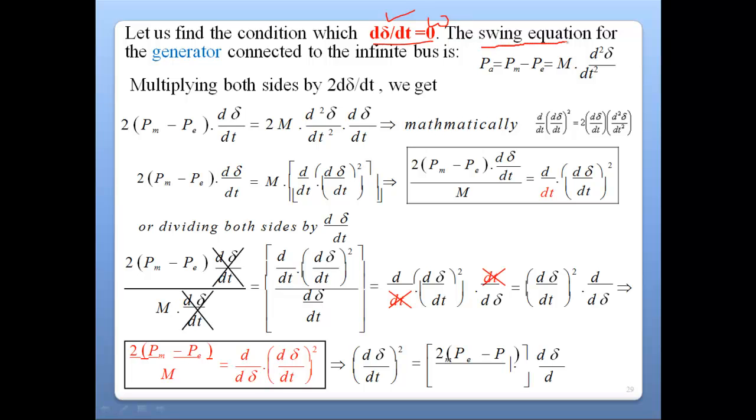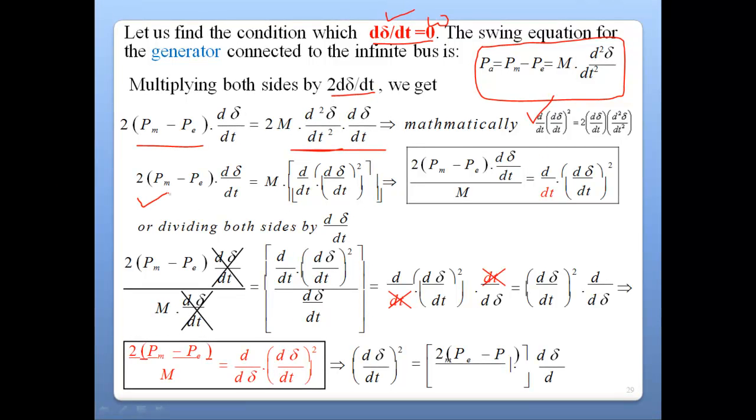Now the swing equation, from which we have already derived this relationship. Multiplying both sides by 2 d delta upon dt, we get the equation like this. And mathematically, from mathematics we already know that the above equation can be simplified in this manner. This is the partial differentiation method, and the moment of inertia term results like this.